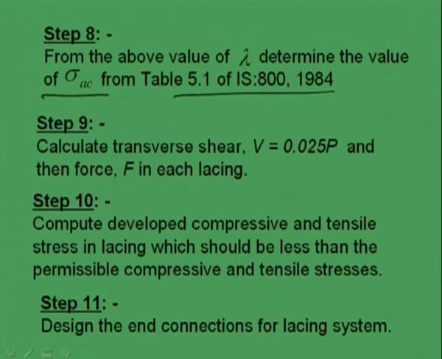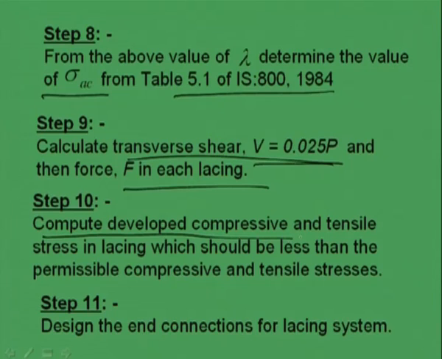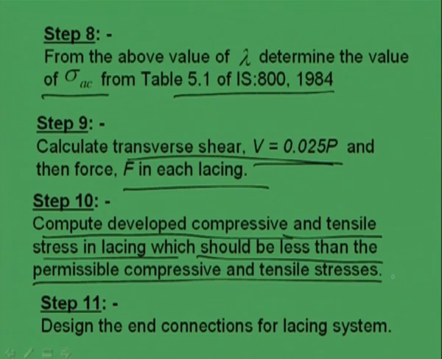Then we will calculate the transverse shear V, which is 2.5% of the axial compression. So, transverse shear we can find out, then we can find out F in each lacing, whether it is double lacing or single lacing. Accordingly, F we will find out as we have shown earlier. Then we will find out the compressive stress and tensile stress, and we will check whether it is exceeding the permissible compressive and tensile stress. If it is exceeding, then we have to increase the dimension, otherwise it is okay, right.